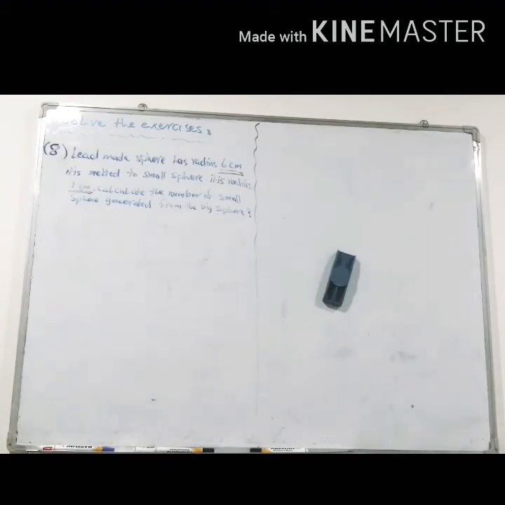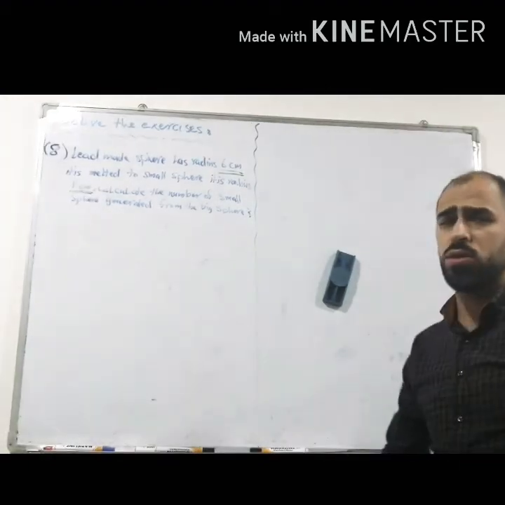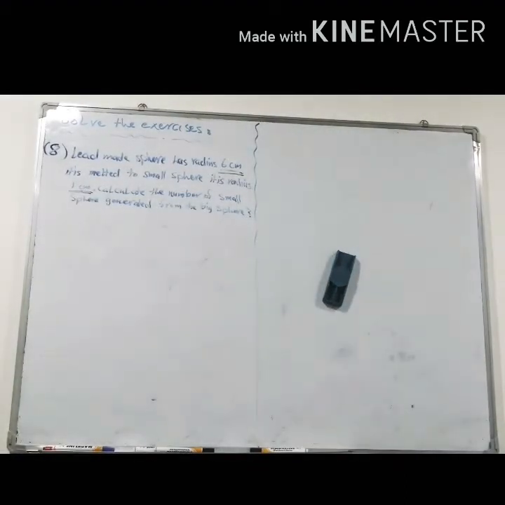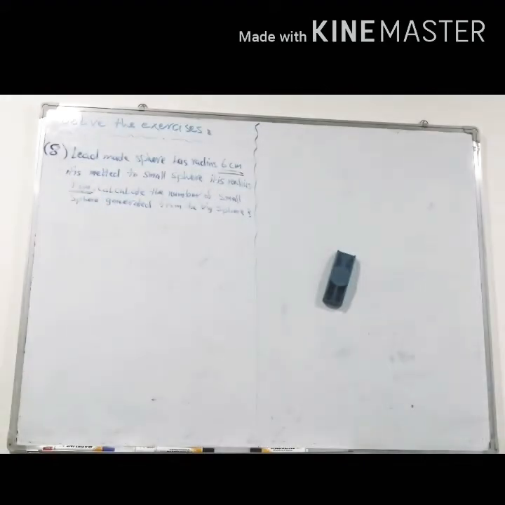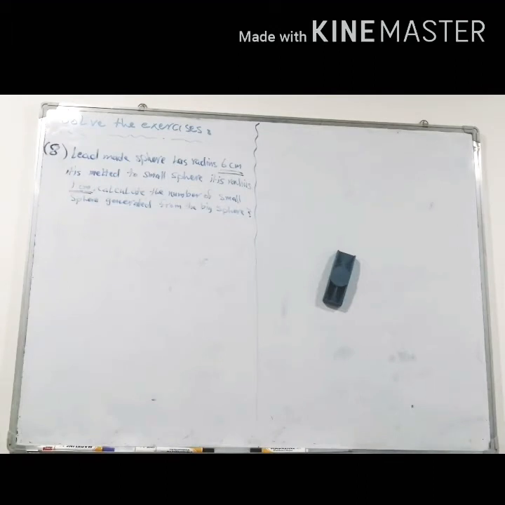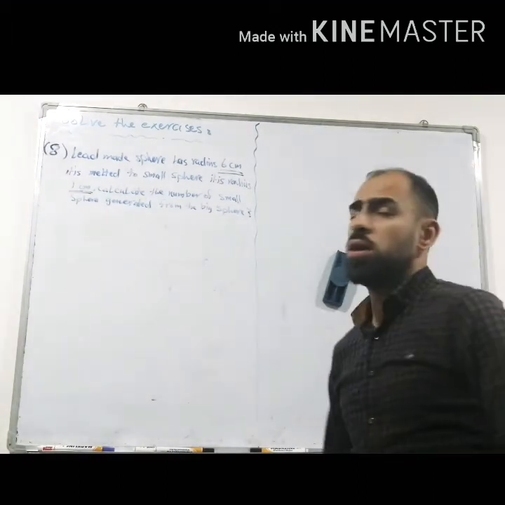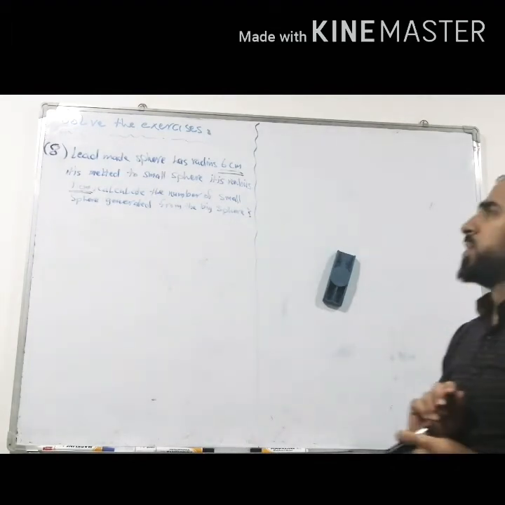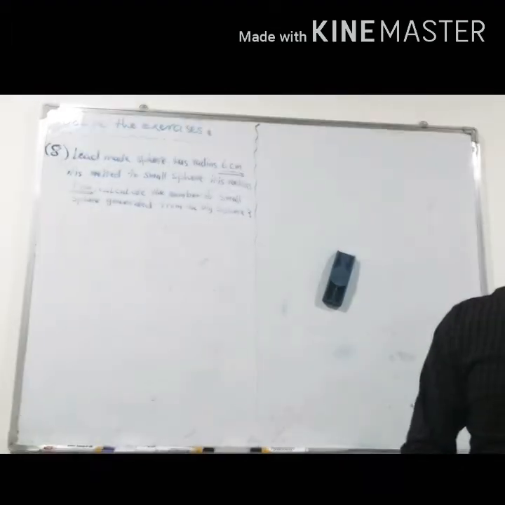It is melted and small spheres are made from it, similar to baby games balls. Both radius are 1 cm. Then calculate the number of small spheres that can be generated from the big sphere. In this question, we have to find how many balls or how many small spheres can we find from the biggest one if we parted it.